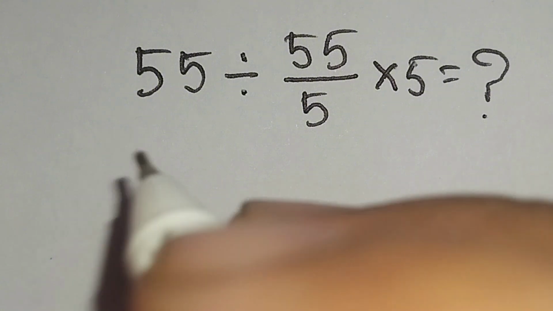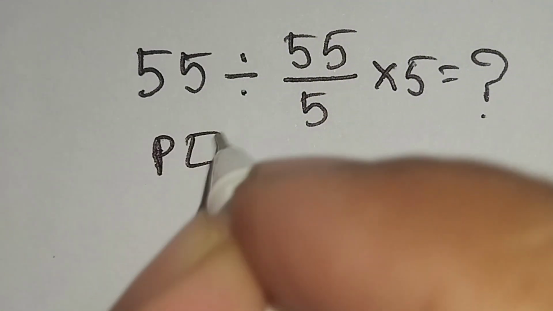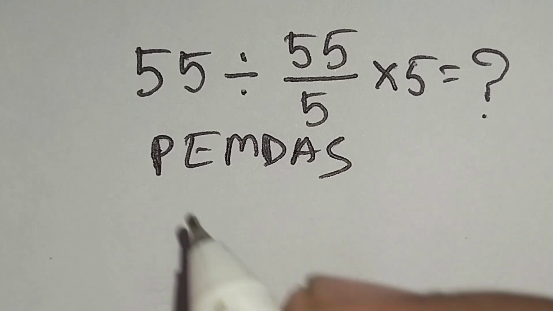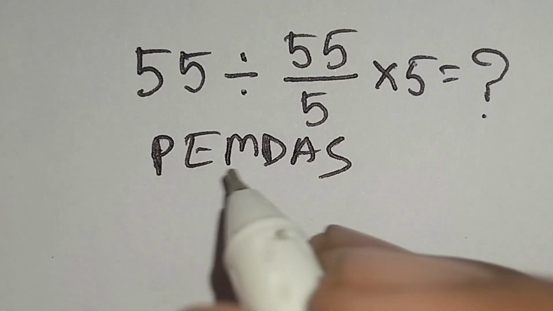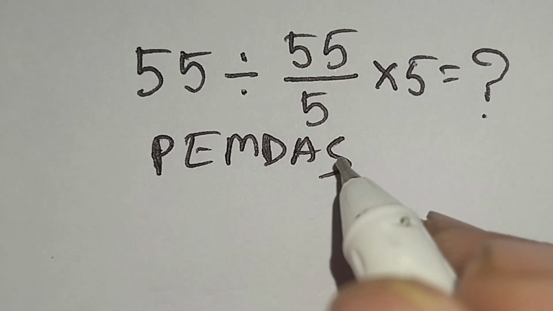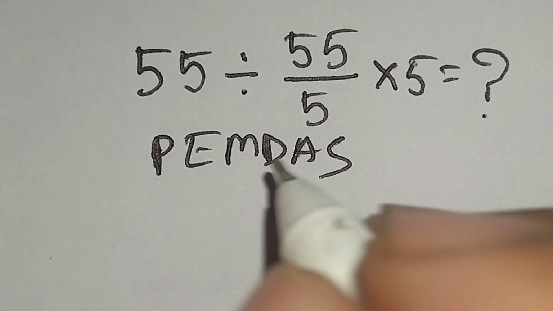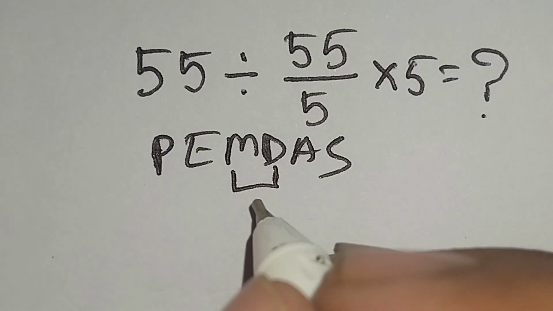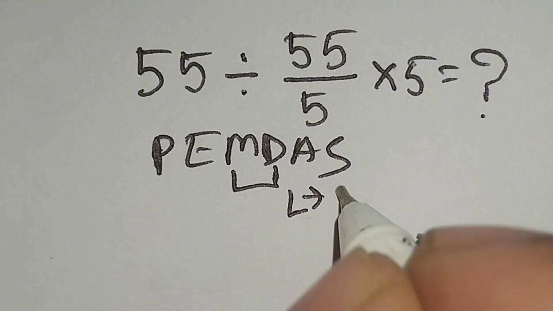According to the PEMDAS rule: at first we have to work parentheses, then exponent, then multiplication or division, then addition or subtraction. Remember that multiplication and division have the same priority. For this we have to work left to right.